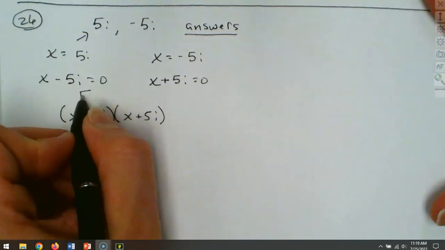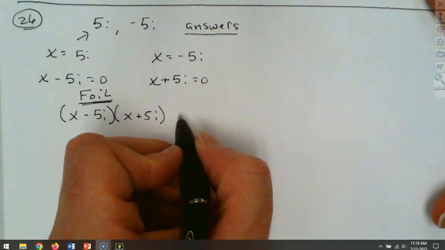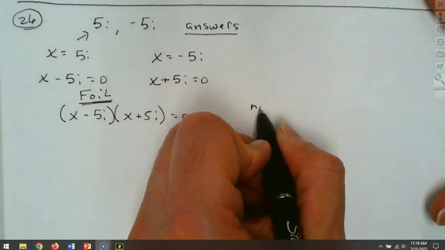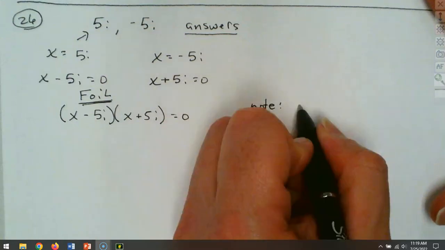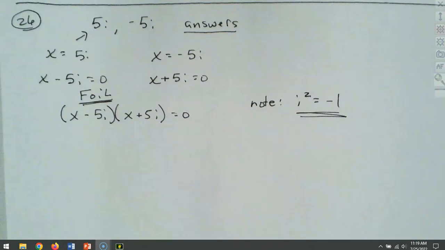And how do we finish it from here? You have to FOIL. And what do we need to note? That i squared is what? Negative 1. So you'll FOIL it out. Now the middles will cancel out. The 5i's will cancel because one's a positive 5i, one's a negative 5i, and they're going to cancel out from each other.